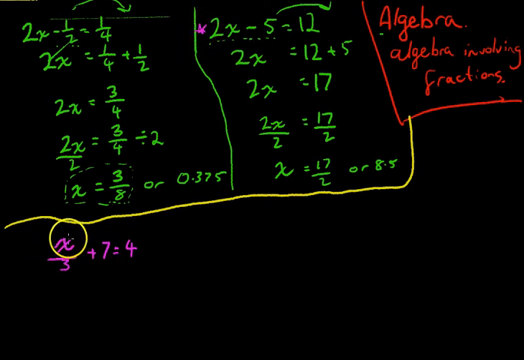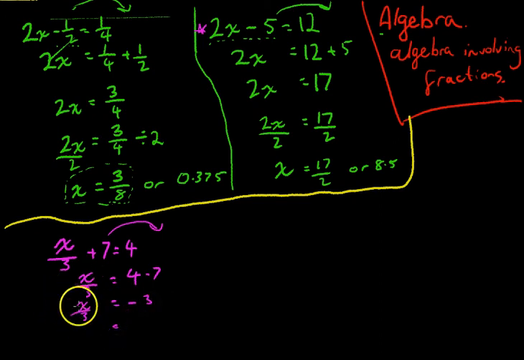So the first step, you've got x over 3 plus 7. The first step is to move this plus 7 over so our x term is by itself. So I'll move that plus 7 over there. That gives us x over 3 equals 4 minus 7. Now you can type that into your calculator. 4 minus 7 is minus 3.